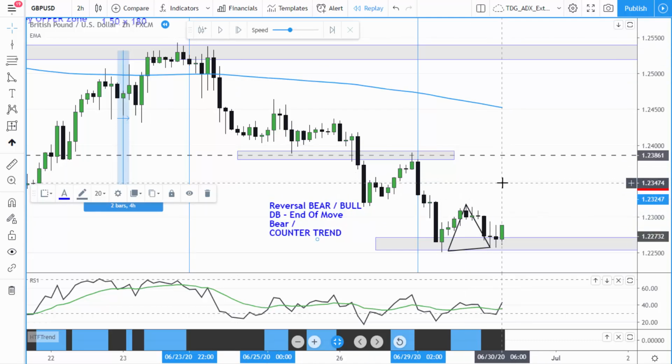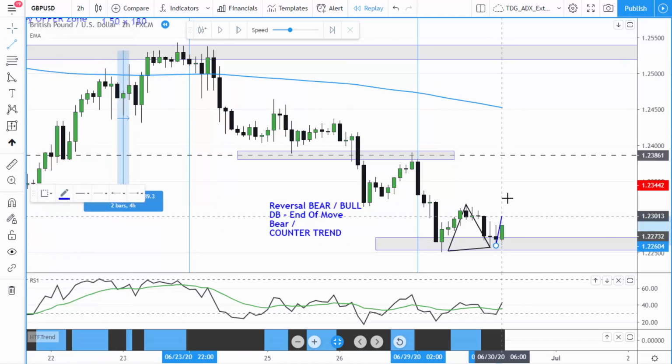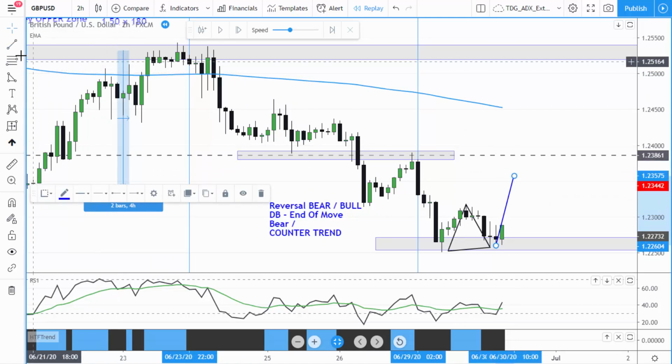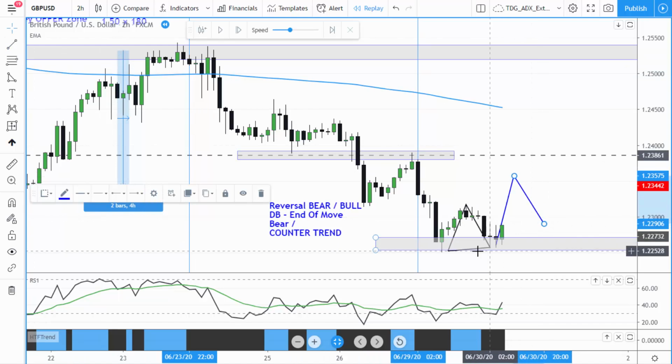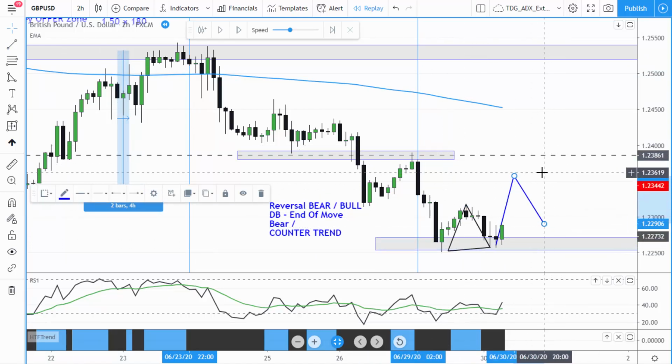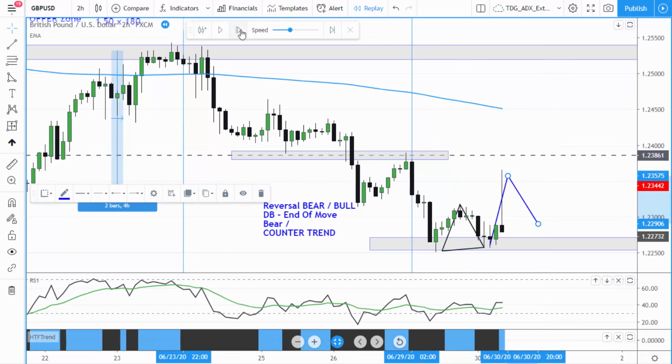Then what tends to happen is typically we'll go make this new structure high, higher close, followed by a pullback here. And then if this swing low holds, we'll press right there, and that typically confirms now your trend reversal. All right, so let's continue the playback.